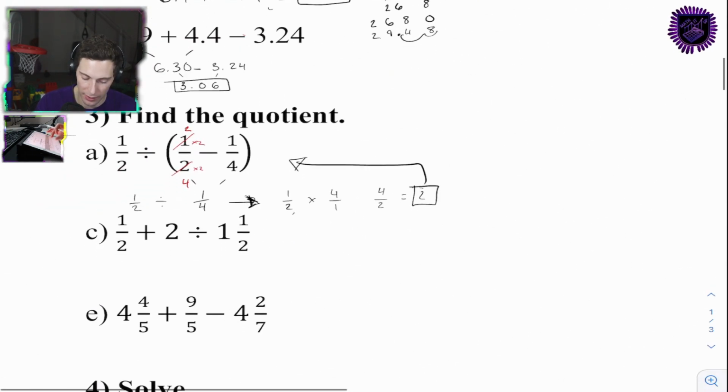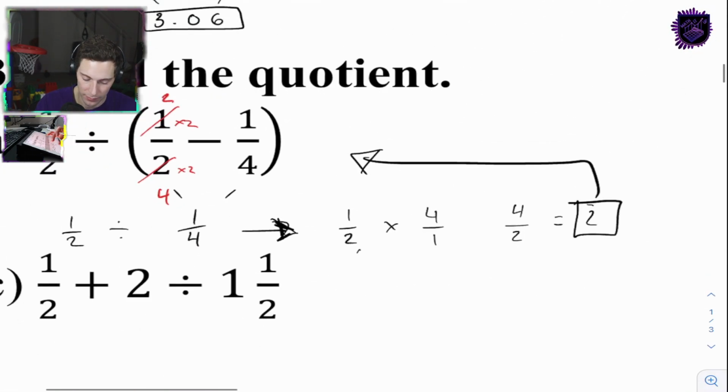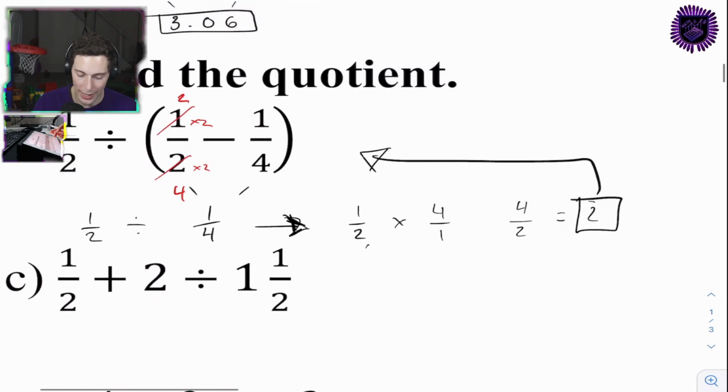Let's look at C. So 1/2 plus 2 divided by 1 and 1/2. Oh boy. So this one we're going to actually have to do stuff to. This is not simple. So we're going to have to actually divide here, and we're going to have to do a mixed number.